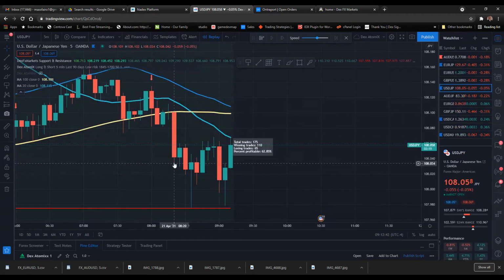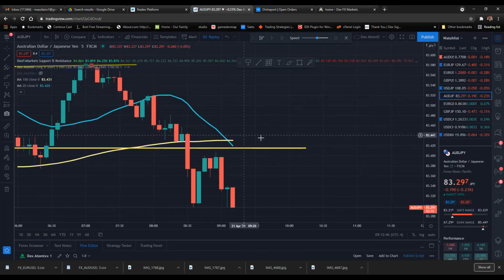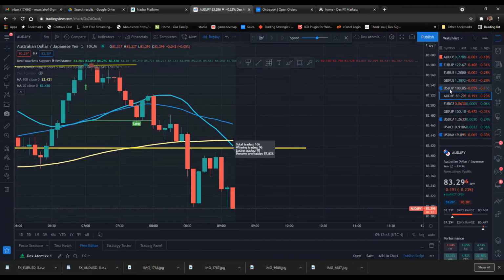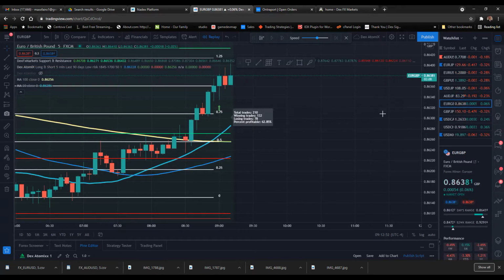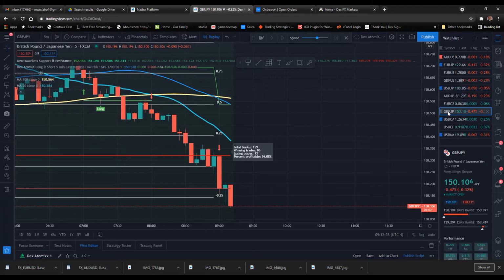USD JPY, let's see how the market fills out for the rest of the morning. AUD JPY, no signal. Euro Great Britain Pound, there was a signal on there which we took the trade on. Signal on the Great Britain Pound JPY.